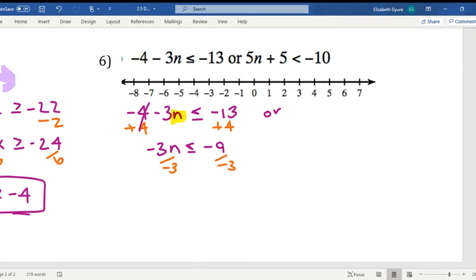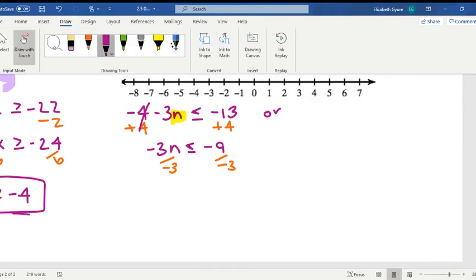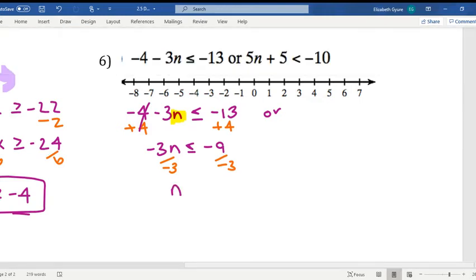Very good, Dallas. We do switch our symbol because we're dividing by a negative. So this is going to switch to n is greater than or equal to. Class, what's a negative divided by a negative? A positive. And what's 9 divided by 3? 3. Drop down your or.